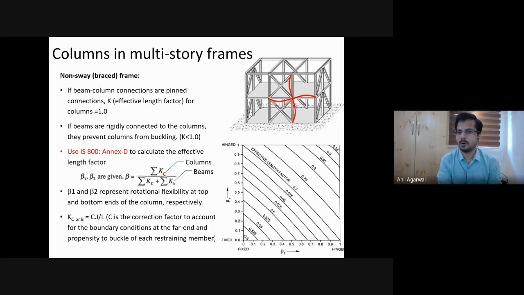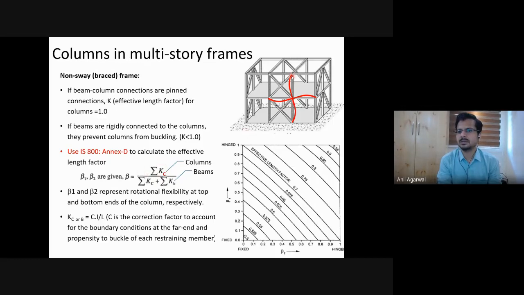So K of all the columns divided by summation of all the K's of all the columns plus summation of K's of all the beams. What does this mean? This equation. What this equation is essentially saying is that on the top it is putting all the destabilizing members.